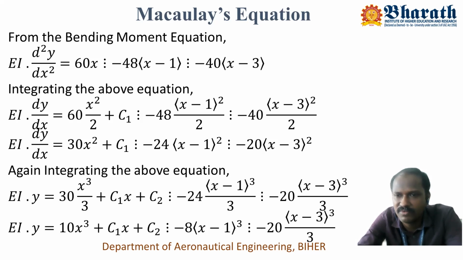So again, you can simplify. The final deflection equation will become EI into y is equal to 10x cube plus C1x plus C2 minus 8 into (x minus 1) whole cube minus 20 into (x minus 3) whole cube divided by 3.